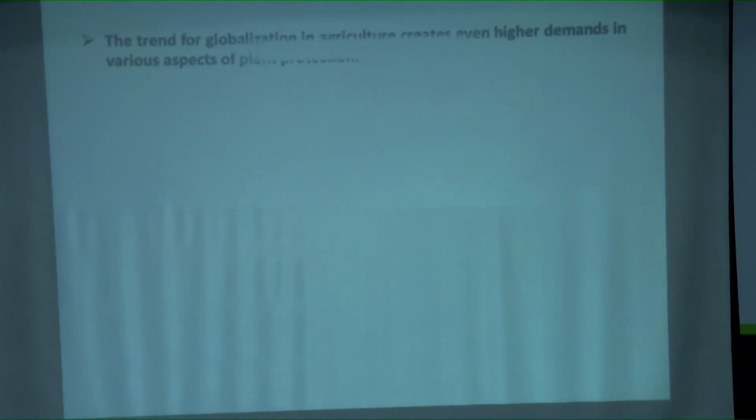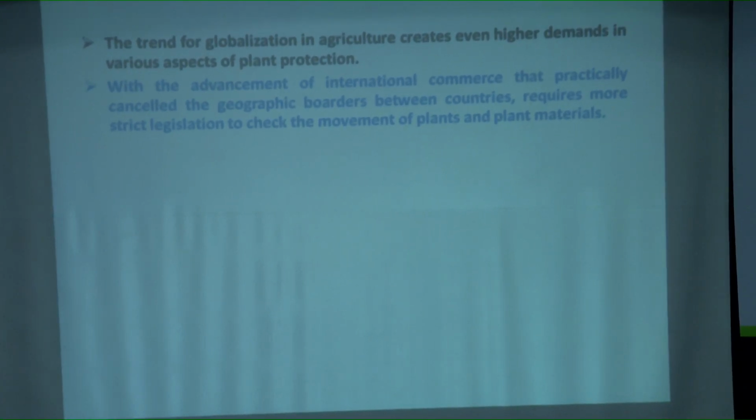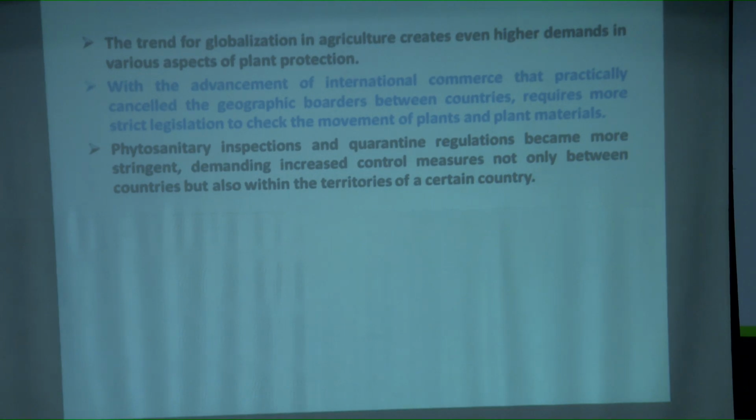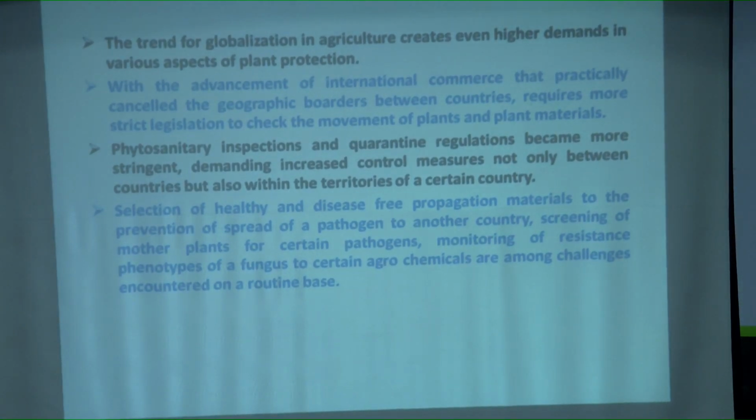Now, because of globalization in agriculture, there are transboundary movements also, and we need strict legislation, and quarantine has a very important role. Phytosanitary inspections and quarantine regulations demand increased control measures, not only between countries but within territories also. Then there is the selection of healthy and disease free propagation material, prevention of spread of pathogens to another country, screening of mother plants, screening of plant tissue. You need to have markers for those purposes.